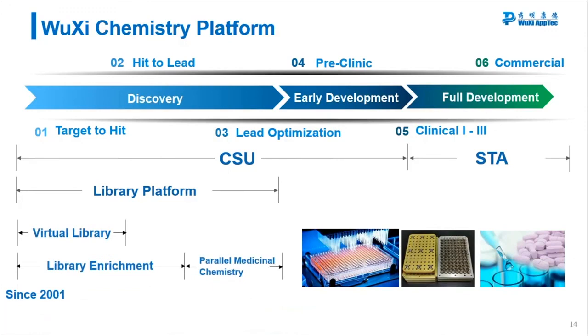As the WuXi chemistry platform, we can not only do the virtual library, but also library enrichment and parallel medicinal chemistry, which can support target to hit, hit to lead, and lead optimization. With around 20 years of strong chemistry experience and technology, we can support research in these 3 different areas for our library platform. This is actually my last slide.